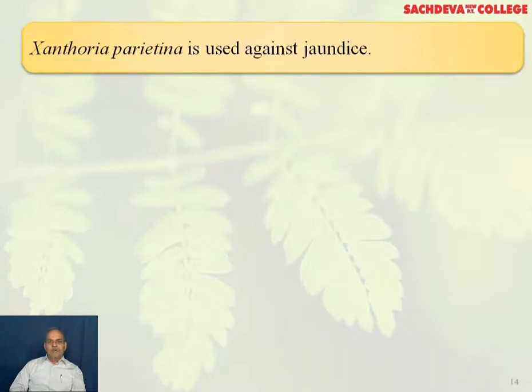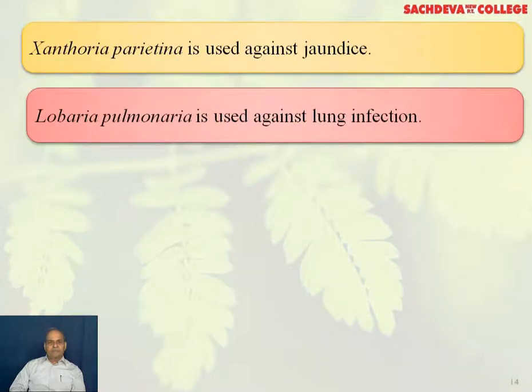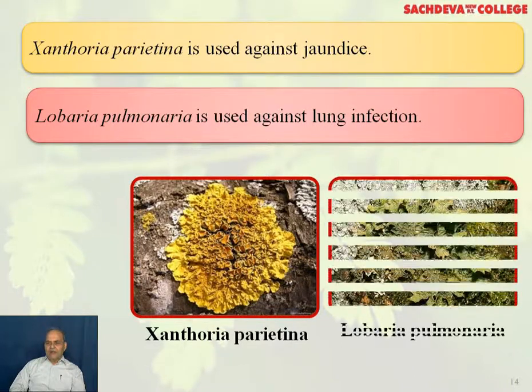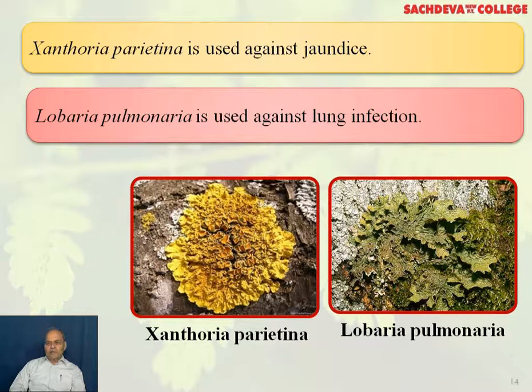Xanthoria parietina is used against jaundice. Lobaria pulmonaria is used against lung infection. This is Xanthoria parietina, which is used in jaundice, and this is Lobaria pulmonaria, which is used in lung diseases.